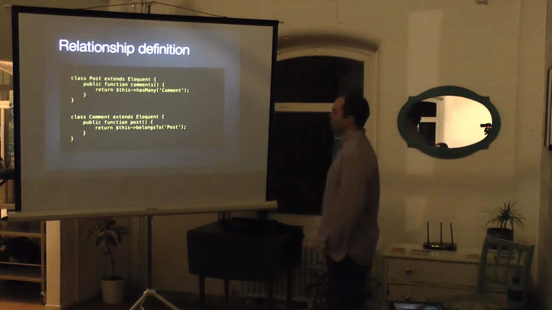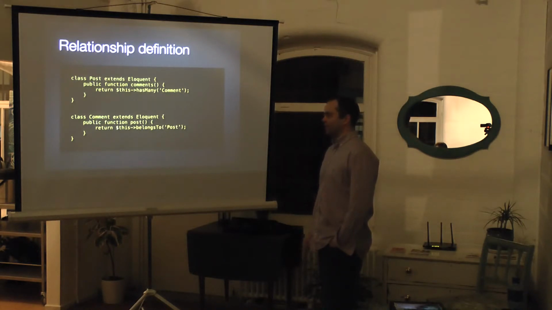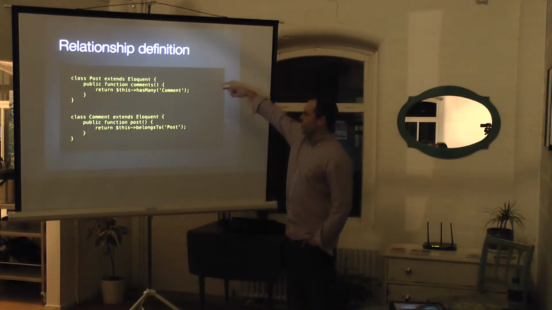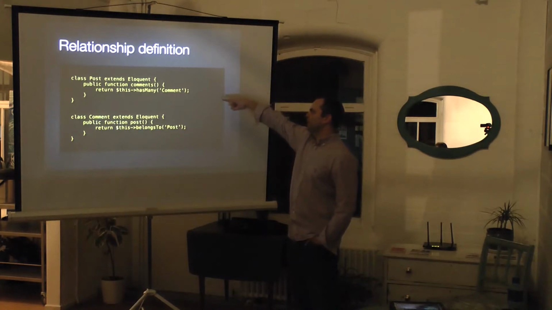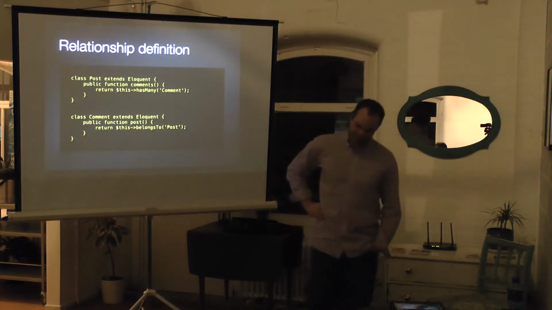Relationship definition. Obviously, to get the most out of SQL, you need to be doing joins between tables. It's dead easy to do in Eloquent. This is the syntax again. We've got our post model here, and we're adding a function called comments to it. And in there we're saying, return this has many comments. That is basically saying that a post can have many comments.